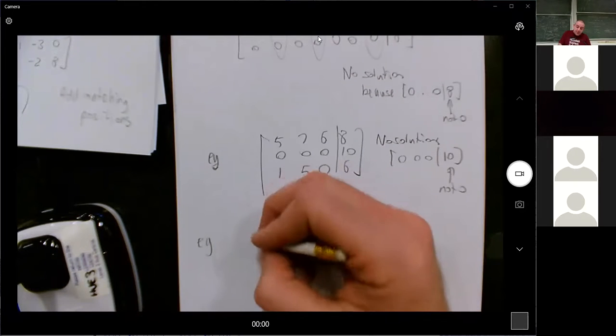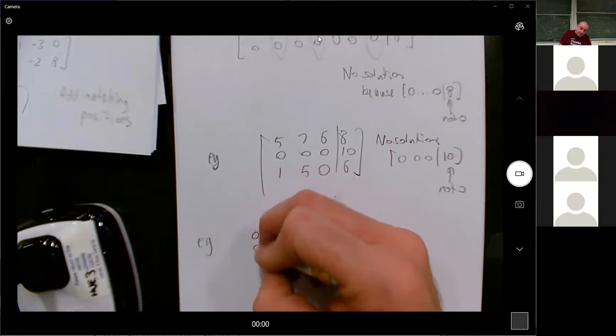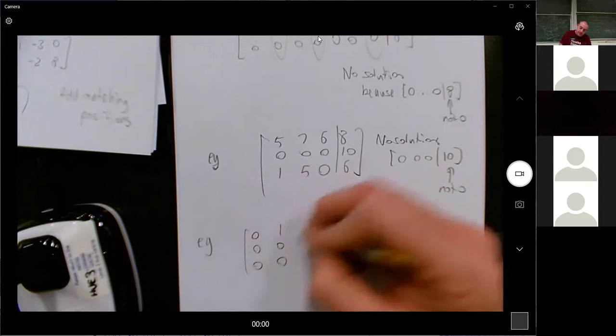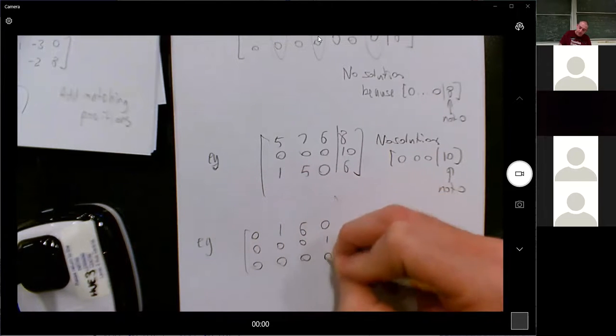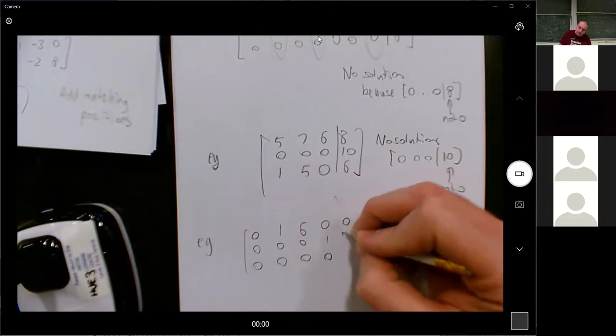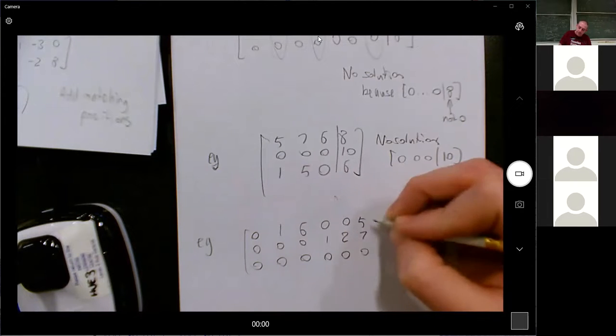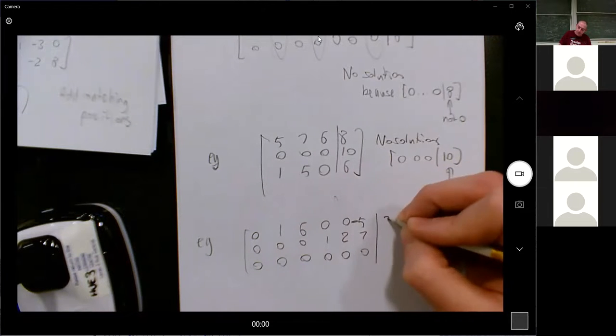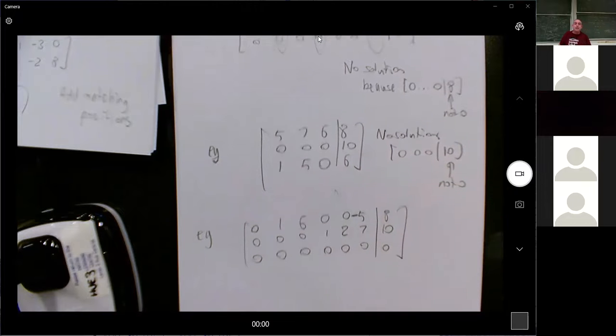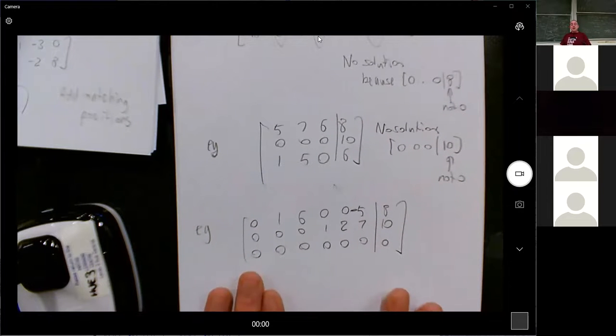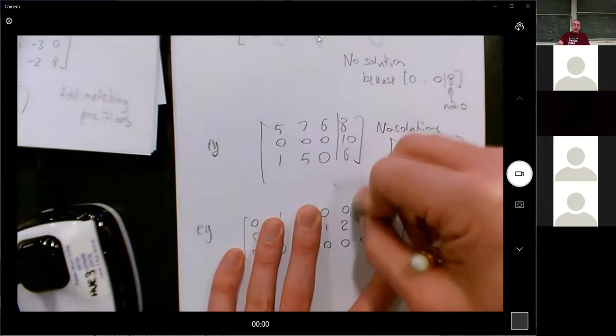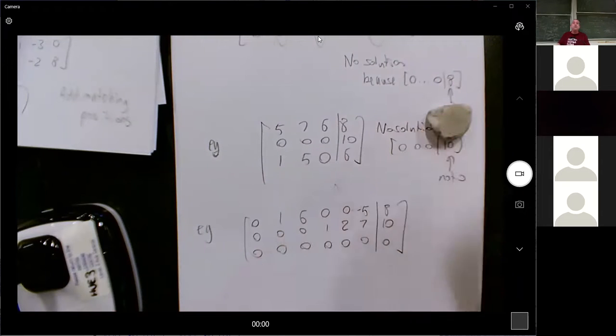So the other thing that can happen, so this matrix is okay. This system of equations is fine. It does have a solution because the row of zeros does come out to zero. If there's no rows of zeros at all, it'll have a solution. That's fine too.